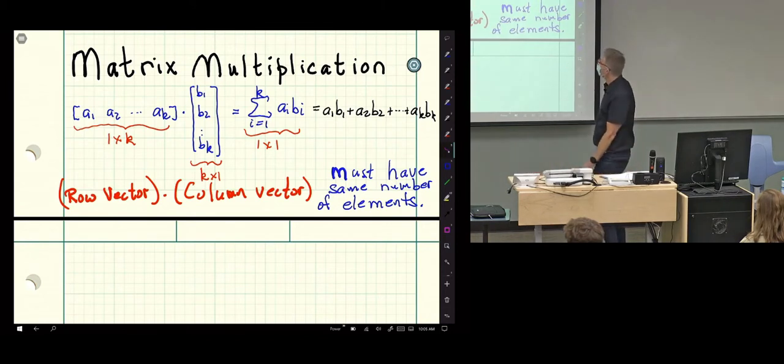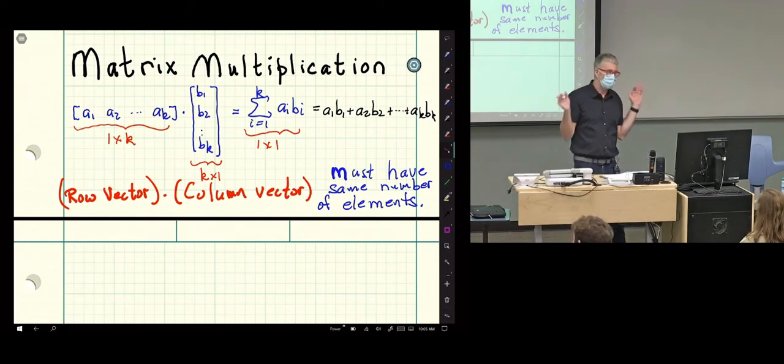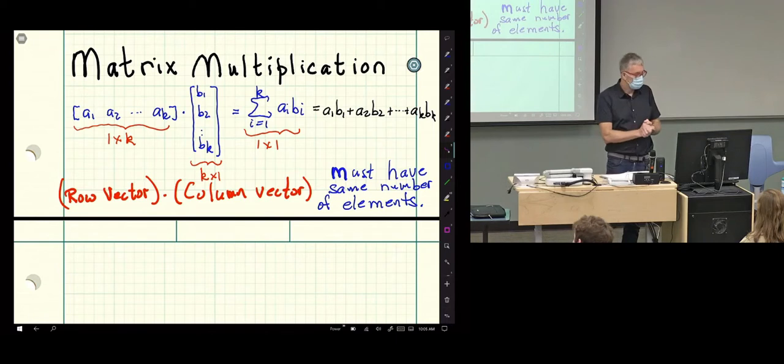Well, I want to pause right here. Are there any questions on how to multiply a row vector and a column vector? Check the chat, anything? Because if you can do that, you can multiply matrices, okay? This is the basic operation.